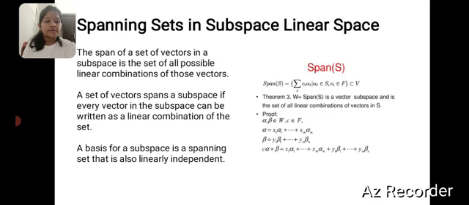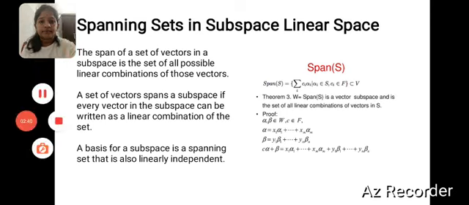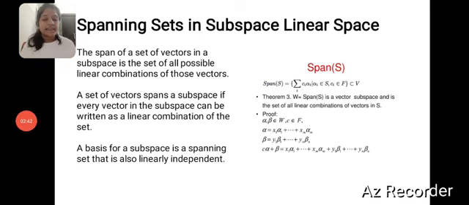Spanning sets in subspace linear space. The span of a set of vectors in a subspace is the set of all possible linear combinations of those vectors. A set of vectors spans a subspace if every vector in the subspace can be written as a linear combination of the set. A basis of a subspace is a spanning set that is also linearly independent.